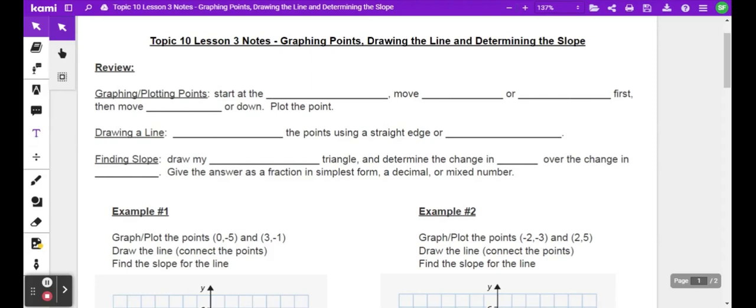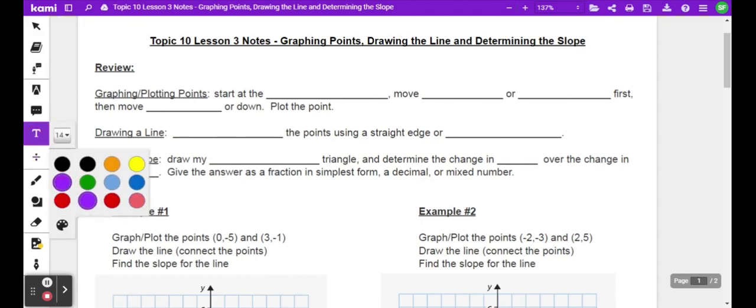This is the Topic 10 Lesson 3 set of notes. And today we are going to be combining some stuff from Topic 9 and some things that we learned in Lesson 2 to graph some points, then draw the line, and then find the slope of the line. So we're going to review real quick a couple of things.